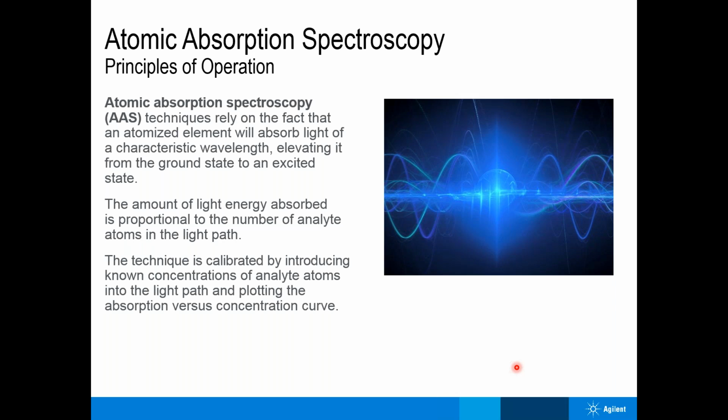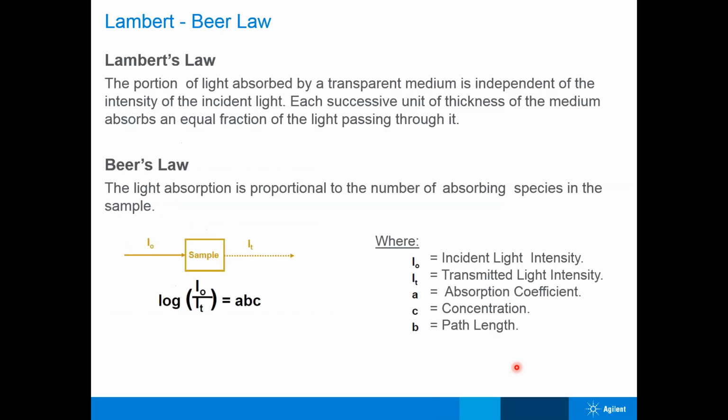Basically, in any atomic spectroscopy technique, when we are calculating the concentration of any analyte in our sample, we have to use NIST traceable certified reference material. And AAS is based on the principle of the Lambert-Beer law. The relation between light absorption and analyte concentration is defined by a fundamental law of light absorption, that is the Lambert-Beer law.